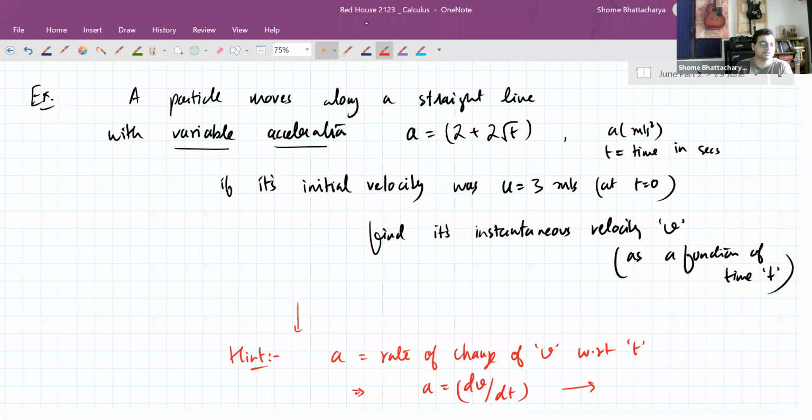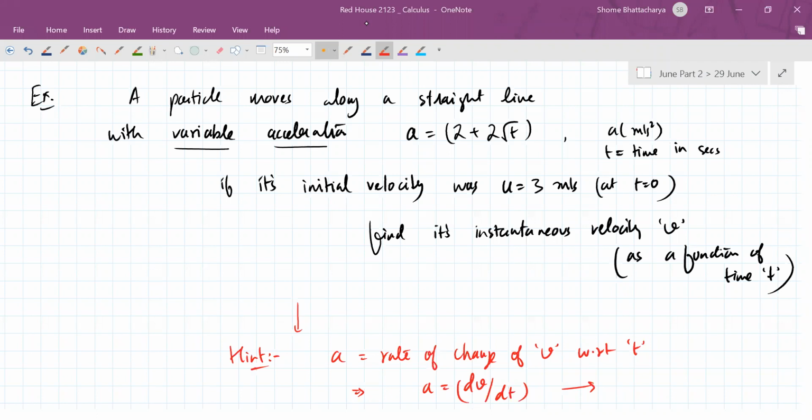So you can imagine that this is a kind of situation where we have some kind of variable force which is acting on the particle. Therefore, the force is increasing with time. Accordingly, the acceleration of the particle is also increasing with time. So that can create a situation like this where it has a non-uniform or variable acceleration.